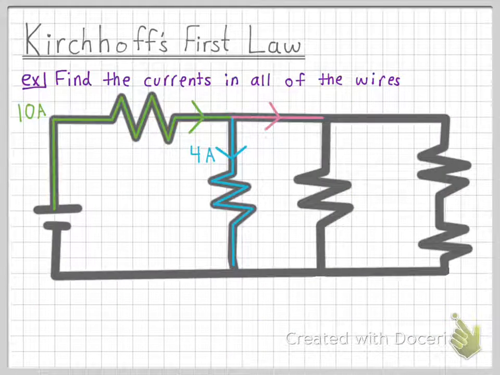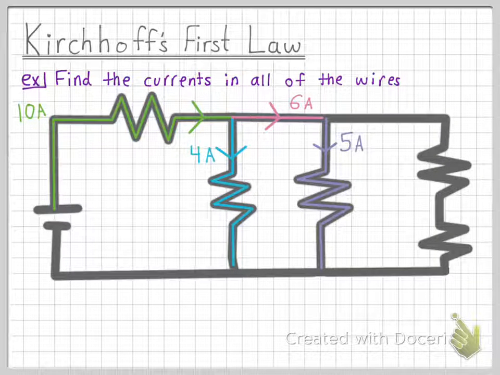Next, we will want to find the current in all of the wires in the circuit below. We know that there is a current of 10 amps going through the wire that is labeled green, and that the current flowing through the blue wire is 4 amps. All right, and we are going to be looking for this current in the pink wire. We know that the current flowing into the junction is the 10 amps that comes from the green wire, and the current flowing out of the junction is going to be this 4 amp wire, that's blue, and also our pink wire. So we know that 10 is going to equal 4 plus the current in this pink wire, which we know is going to be equal to 6 amps.